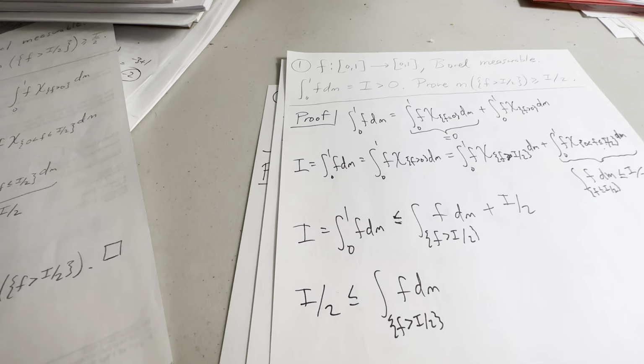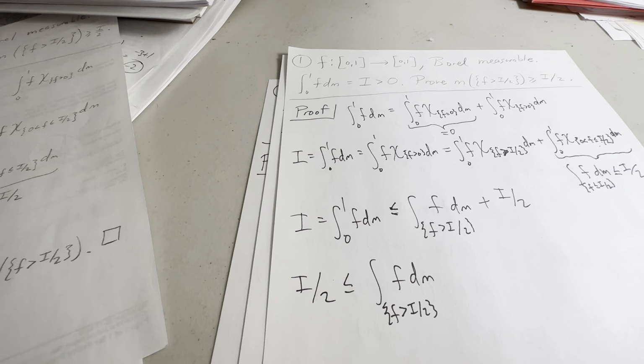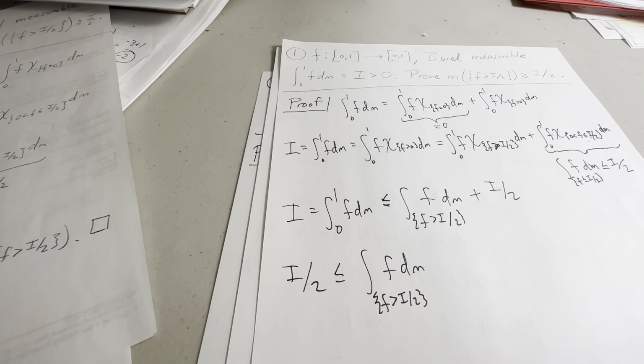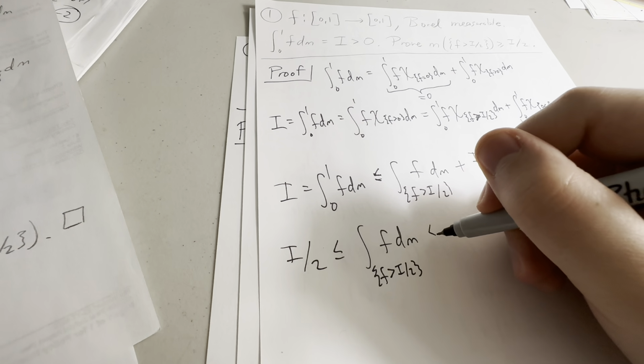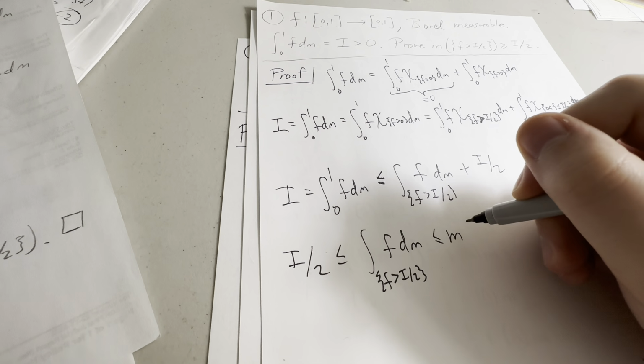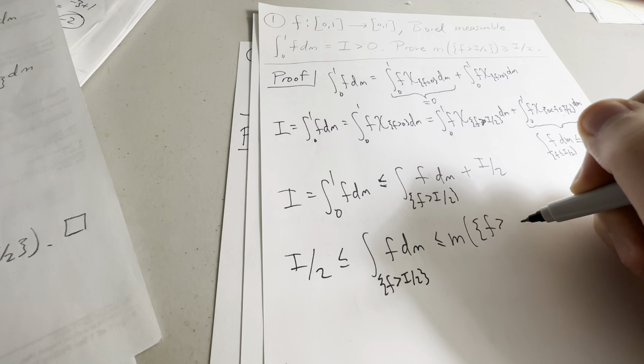And then what happens? I know that this integral has to be less than or equal to the measure of f bigger than I over 2.